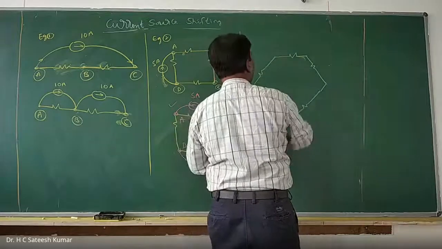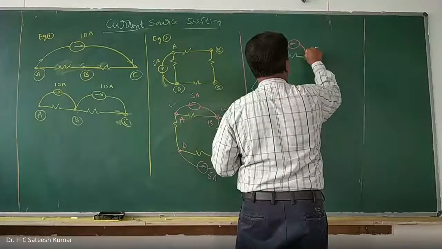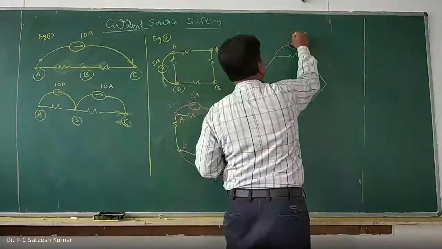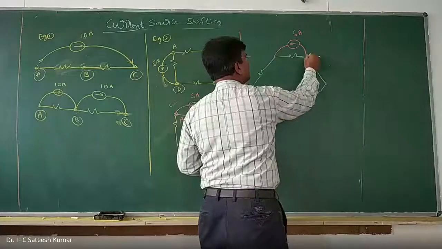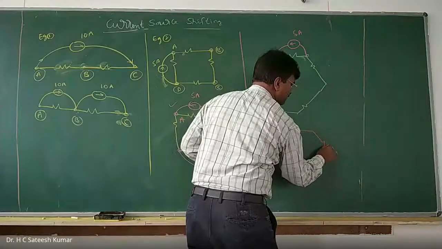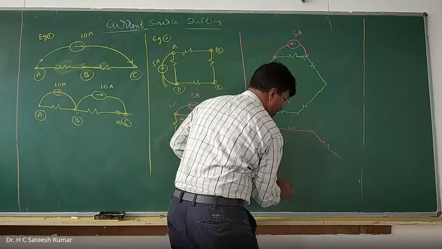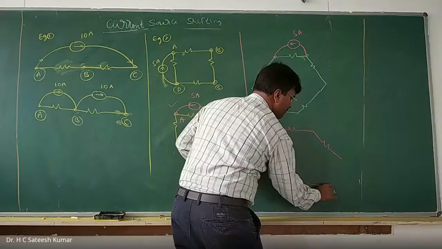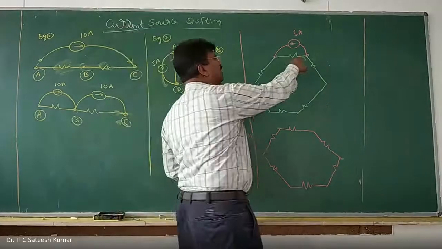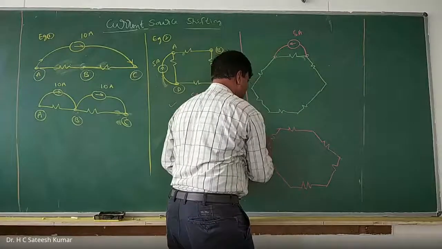Let us say I have a current source here. This is a hexagon, 5 amps. Then you can rewrite the diagram. What you should do is 5 amps. See here, 5 amps entering. I'll write it as 5 amps entering.